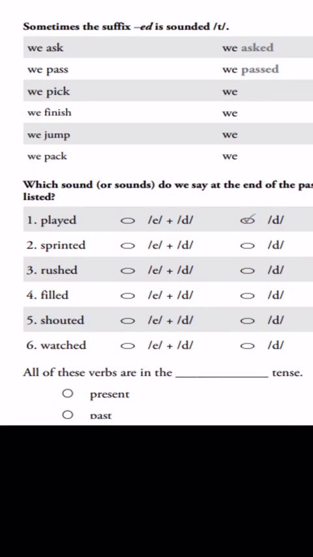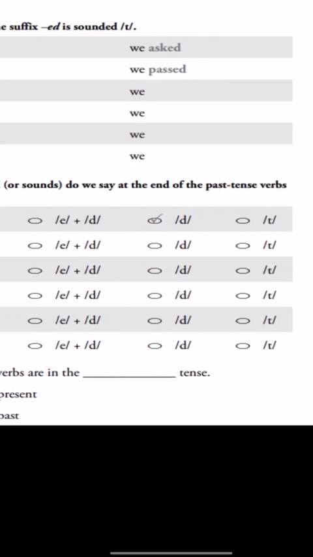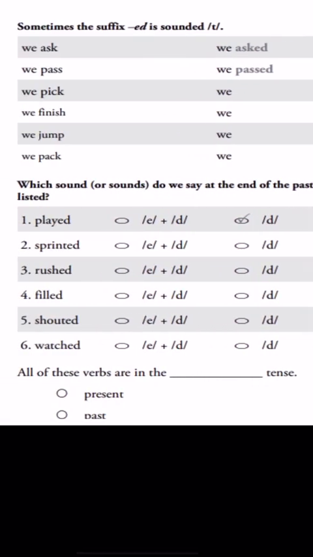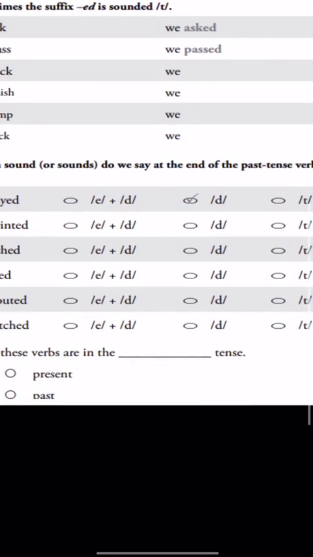Which sound or sounds do we say at the end of the past tense verbs listed? So numbers 1 through 6, you're going to read those words, and you can read them out loud and listen to the end of that word. What sound do you hear? They did number 1 for us. I want you all to say that word. Played. And what sound do you hear? Just the D, right? We don't say played with an ed sound. Just played. Just the D.